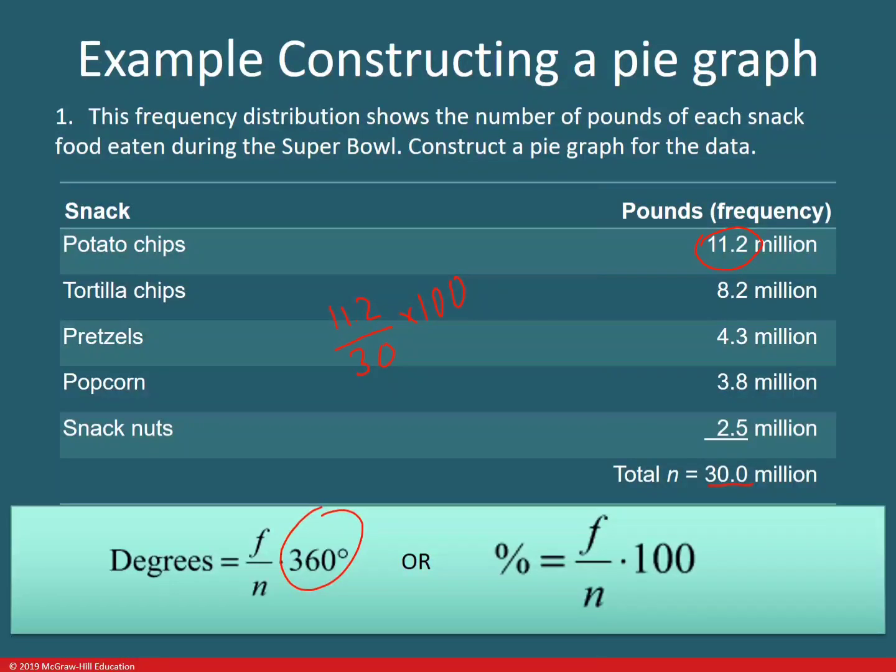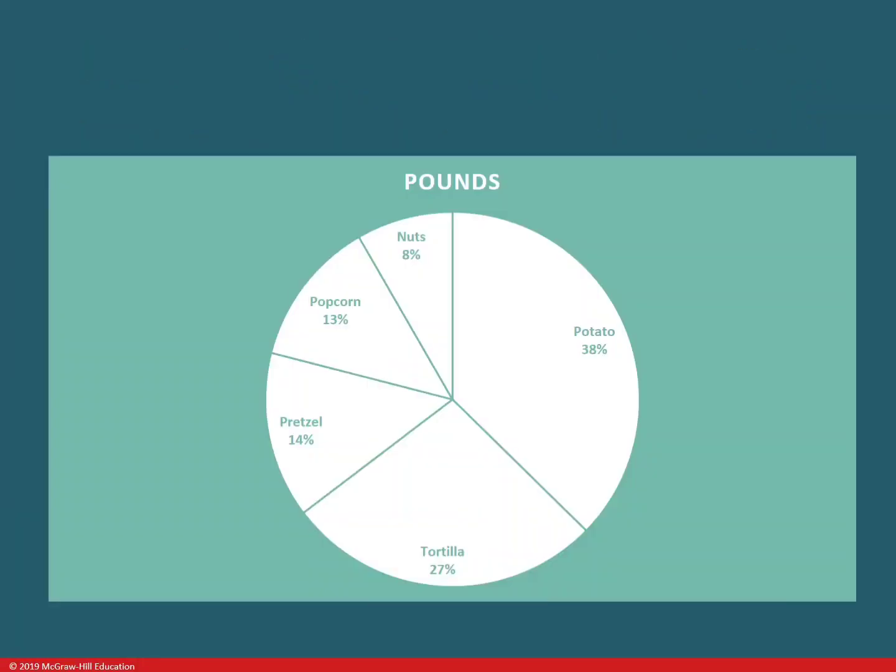And then you do that for the next 4, right? And then once you do all that, you will get this here: 8% for nuts, 38% for potato, 27% for tortilla, 14% for pretzels, and 13% for popcorn. And obviously, with this type of pie graph, you would have to eyeball it.